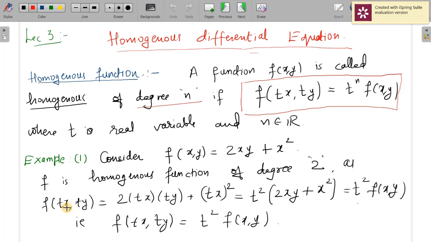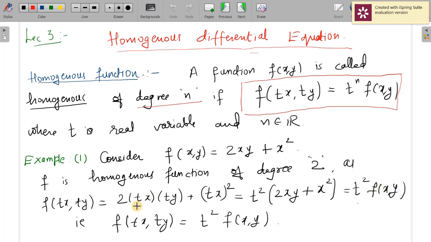So what I'm doing here is replacing x by tx, y by ty. So we get 2 into tx into ty, plus again x is replaced by tx whole square. So you can see that from the first term I can remove t square, and from the second term again I can remove t square, and what remains inside the bracket is 2xy plus x square. That's exactly the same as f of x comma y. So that is the same as t square into f of x y.